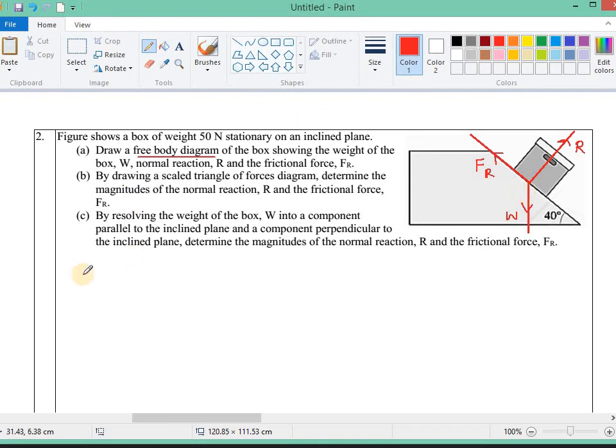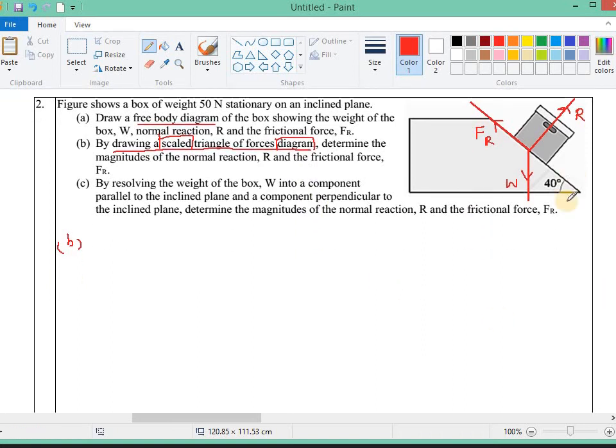Okay, so B. By drawing a scale triangle of forces diagram, determine the magnitude of the normal reaction R and the frictional force Fr. So this question specifically wants us to draw a scale triangle of forces diagram. That means we need to draw a scale diagram. So before we draw the actual scale diagram, we draw a rough one first.